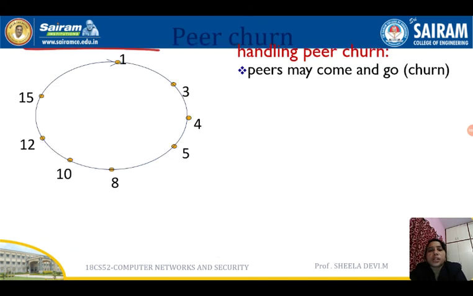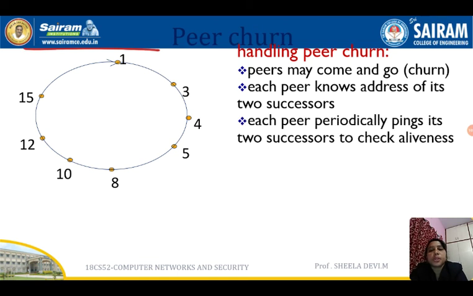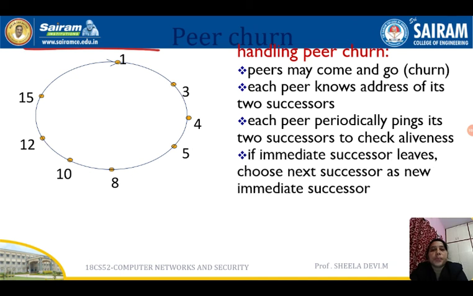Next comes handling pair churn. Churn is pairs coming in and going out. So how is it going to keep track? Each pair knows the address of its two successors. If I take 3, it will know the IP addresses of its successors, 4 and 5. Each pair periodically pings its two successors to check aliveness. If the immediate successor leaves, then it should choose the next successor as the new immediate successor.